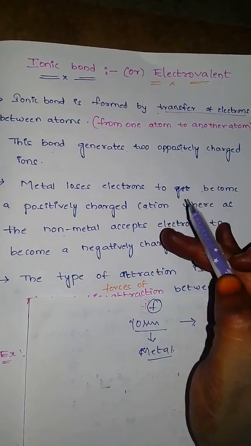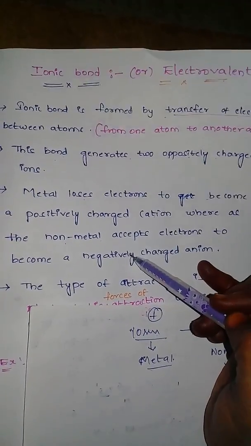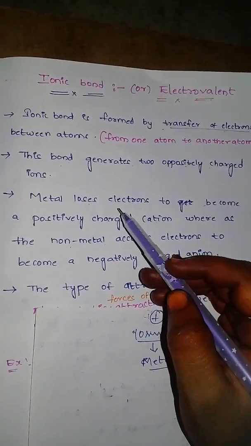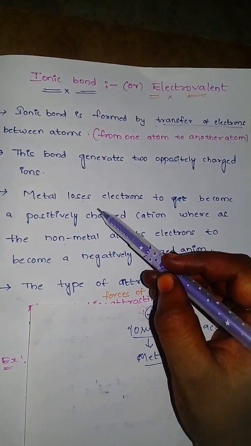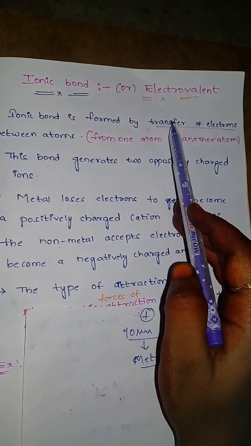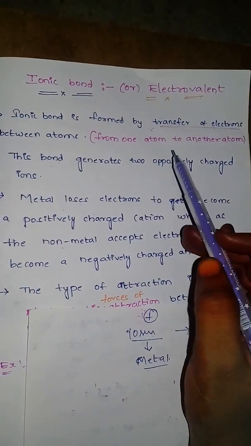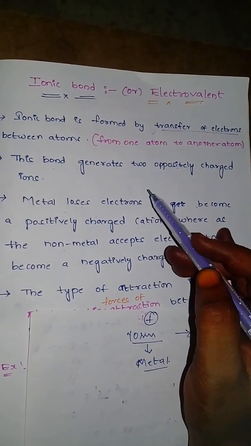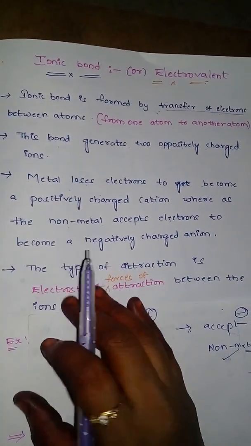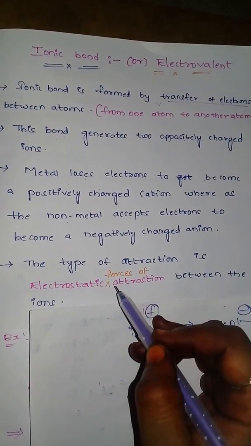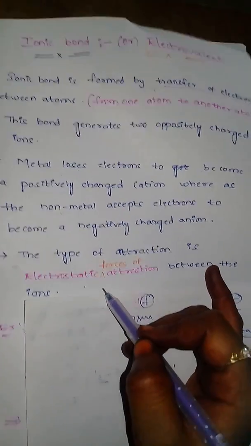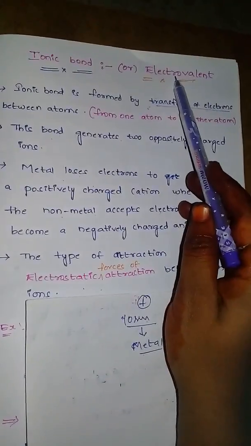So the electrons transfer between metal and non-metal in ionic bond, but in covalent bond electrons are shared between non-metals. So ionic bond is formed by transfer of electrons, and covalent bond is formed by sharing of electrons. Next, this type of attraction is electrostatic forces of attraction between the ions, and ionic bond is also known as electrovalent bond.